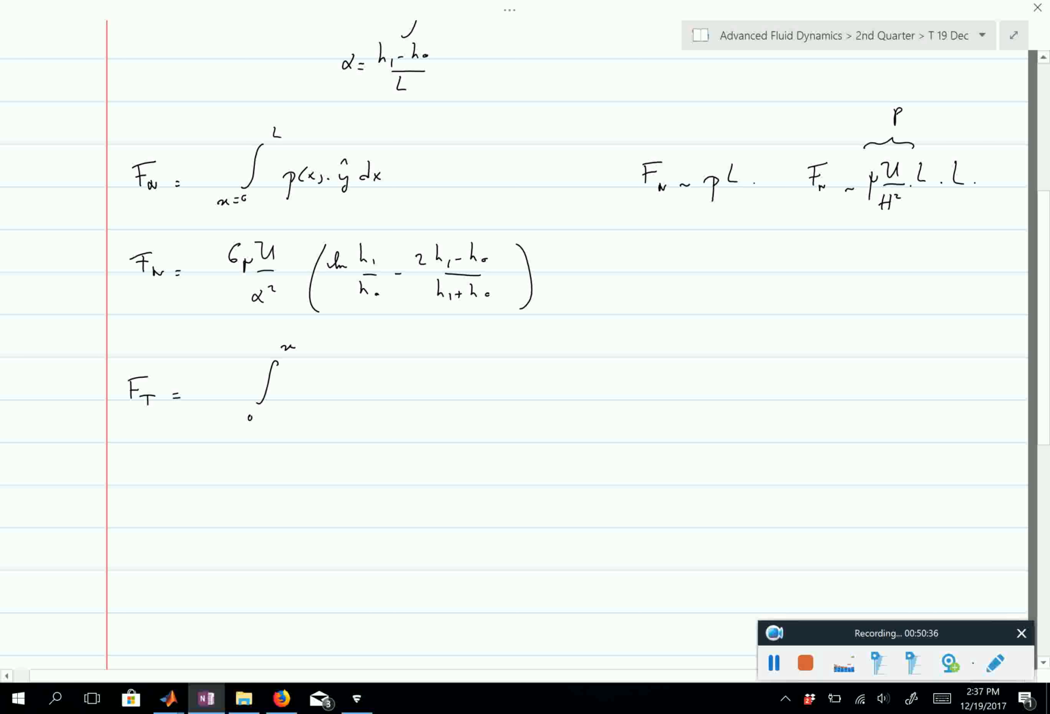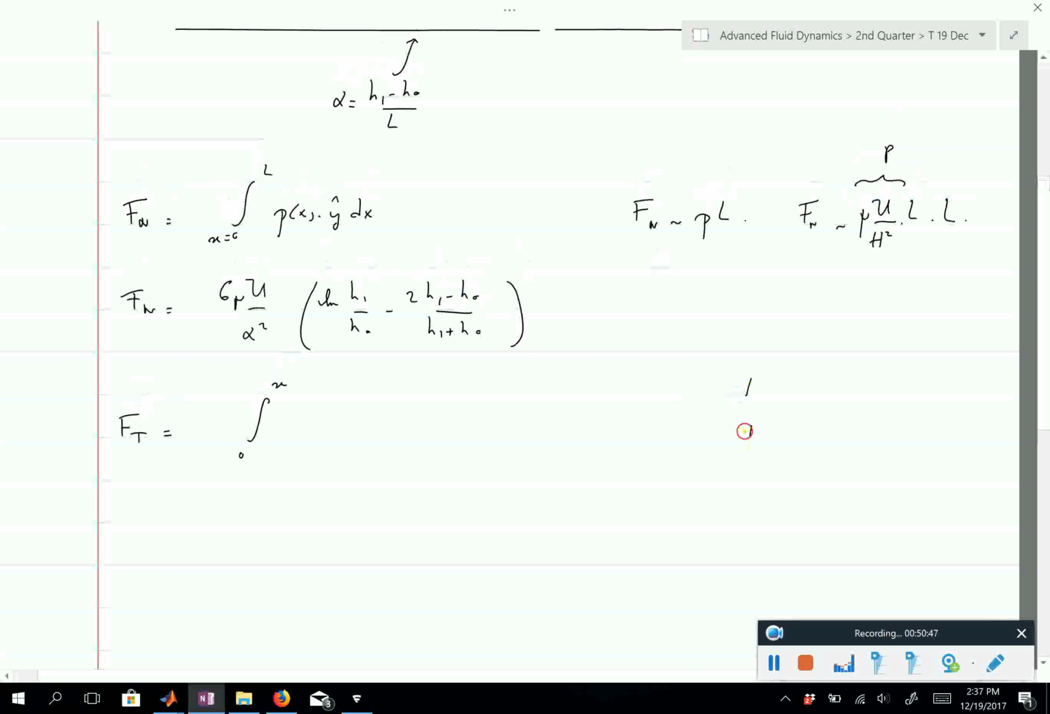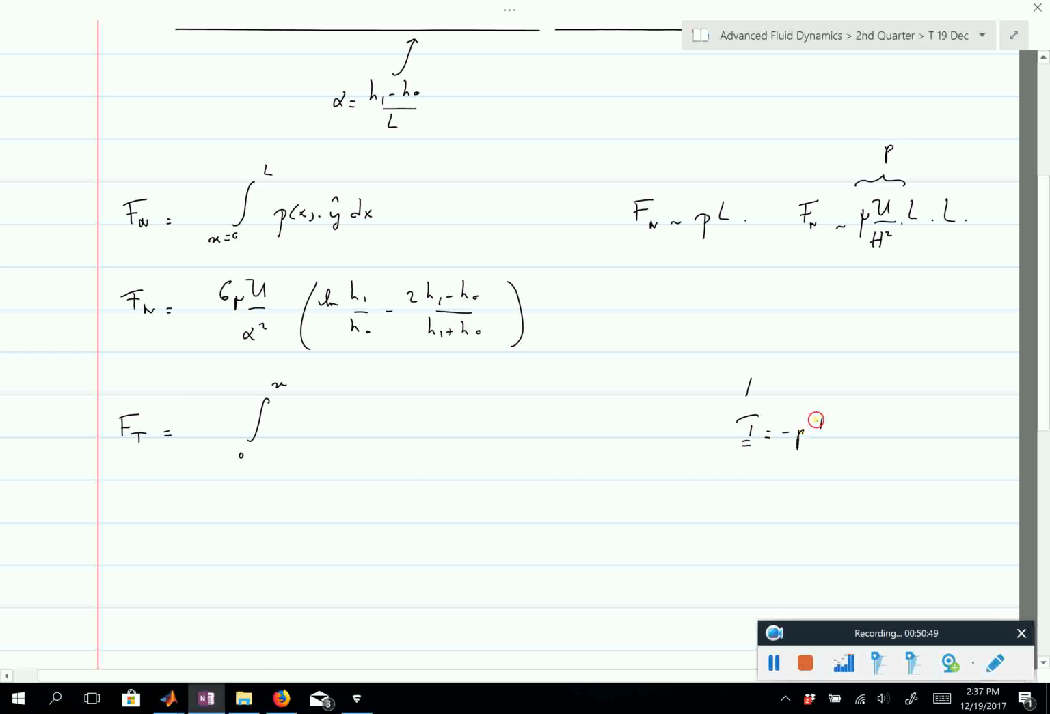You can write everything in tensorial form, but at this point I think you know which part of your stress tensor you're going to find. Your stress tensor is still the same: minus pi for an incompressible flow plus 2 mu e. This is still what you have. But which term is going to stay? Because you're on the top plate.